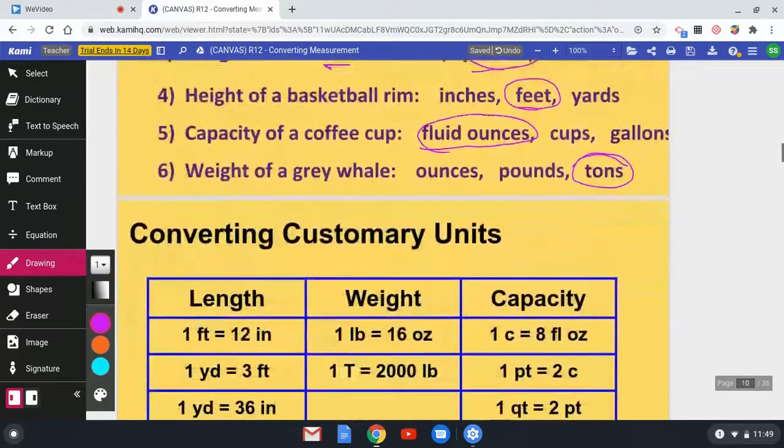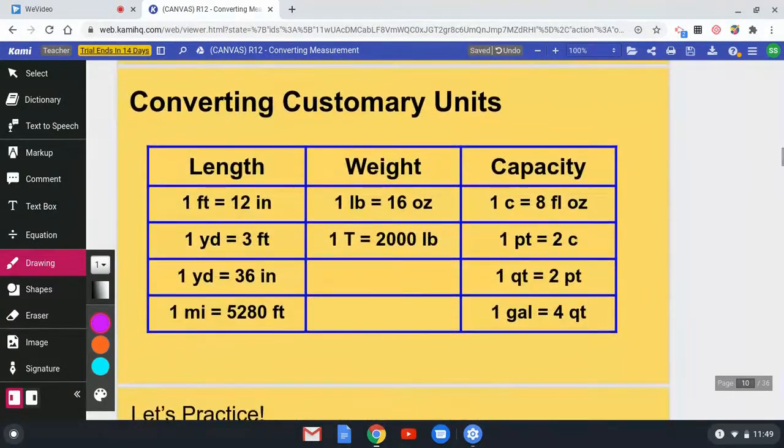Nice. Okay, so get your notebooks out. This page needs to be copied in your notebook so that you can refer to it as we go throughout the rest of our lesson. So go ahead and get this page copied.